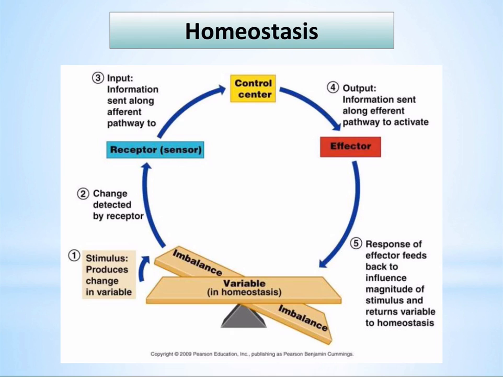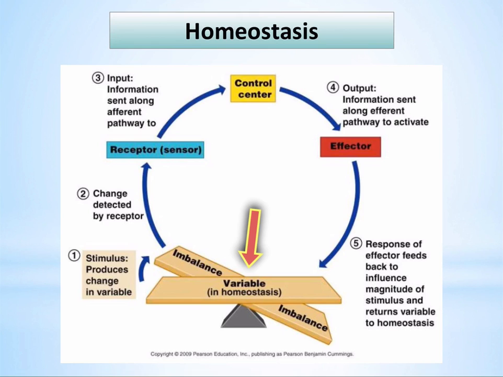But just to go through the model, at the bottom we've got a balance, and let's talk in terms of body temperature. We need to maintain our body temperature within a certain range, and if we're in an environment that shifts the temperature either too hot or too cold, the stimulus is the change in temperature, it changes the balance, and the body needs to respond to that.